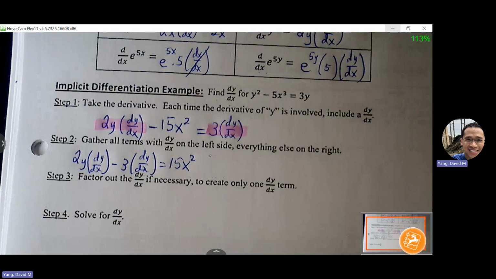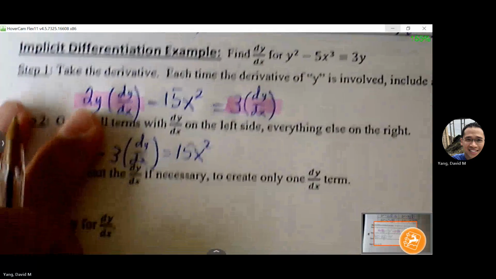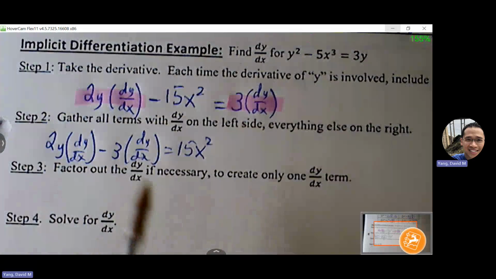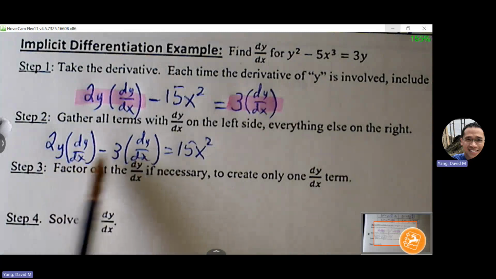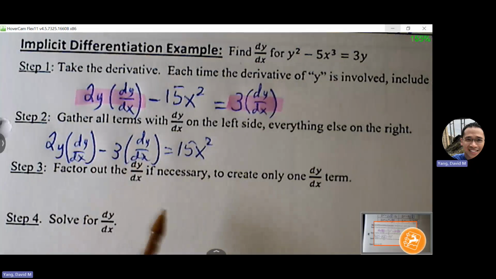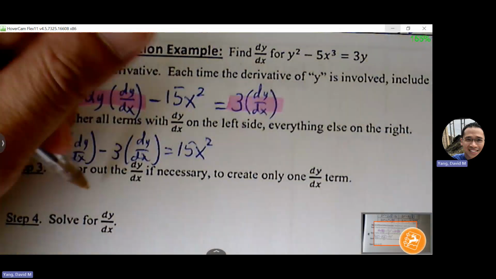Any questions so far? Okay, so remember, our goal is to try to get dy dx by itself. So we're going to factor the dy dx. In this case, there may be other common factors, but we don't care about it. We just want to isolate dy dx, so we're just going to factor the dy dx out.